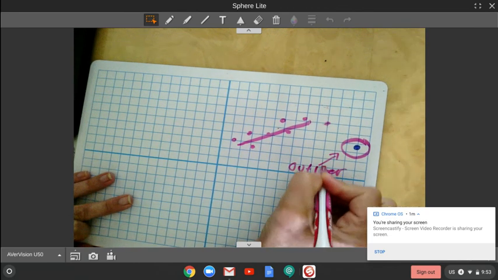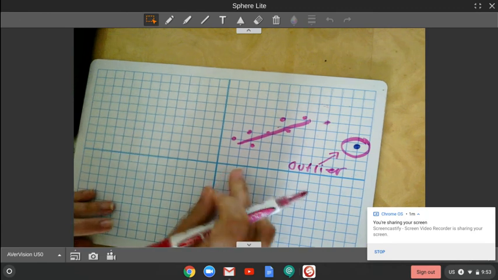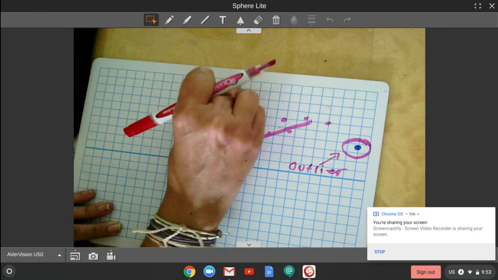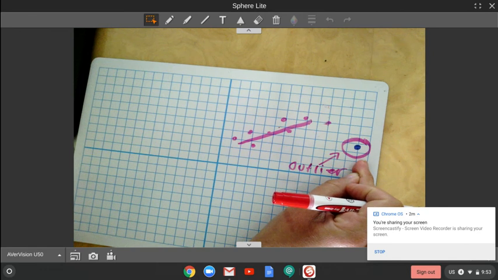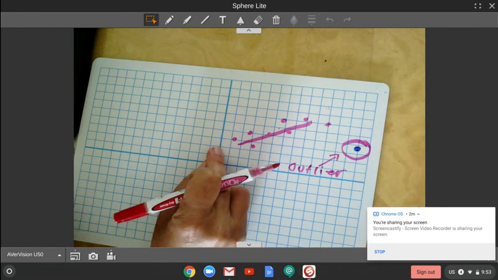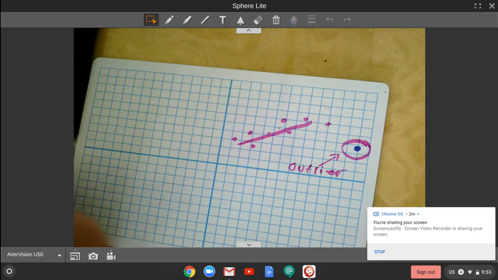So you could report your data and say, yes, I do see that height and shoe size are connected, but there was one person in the class that was very tall, yet had a small foot. That person is called an outlier.